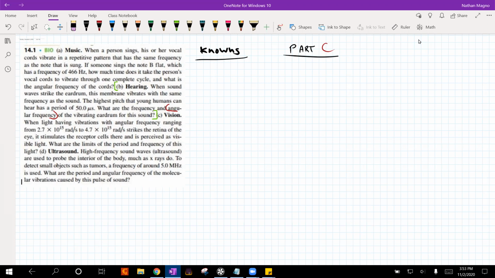Okay, part C. Vision. When light having vibrations with angular frequency ranging from 2.7 times 10 to the 15 radians per second to 4.7 times 10 to the 15 radians per second strikes the retina of the eye, it stimulates the receptor cells there, and it is perceived as visible light. So for all my biologists out there, this is up your alley. So knowns, let's write that first.